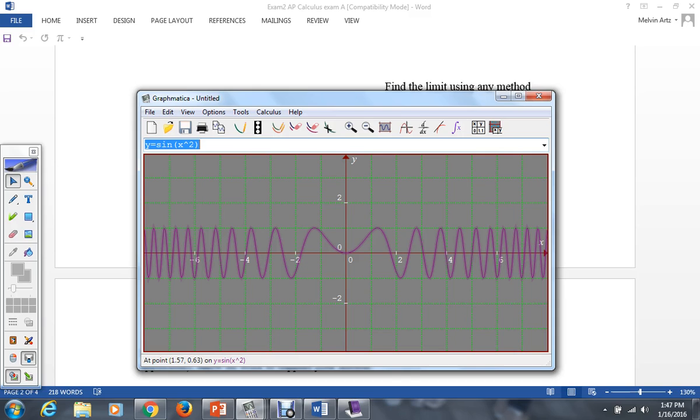We could do this numerically from the table of values, or we could do it with the trace function on your calculator like I just did.